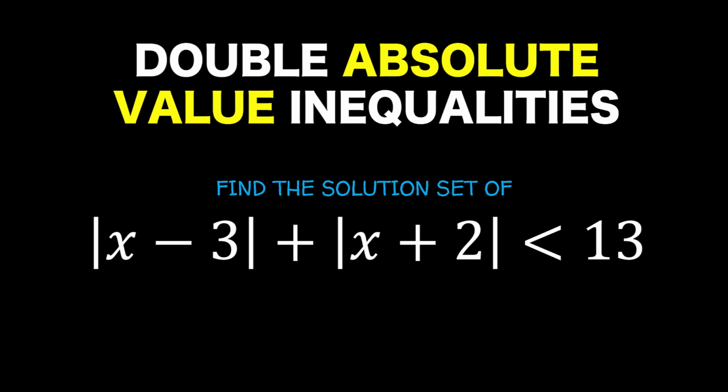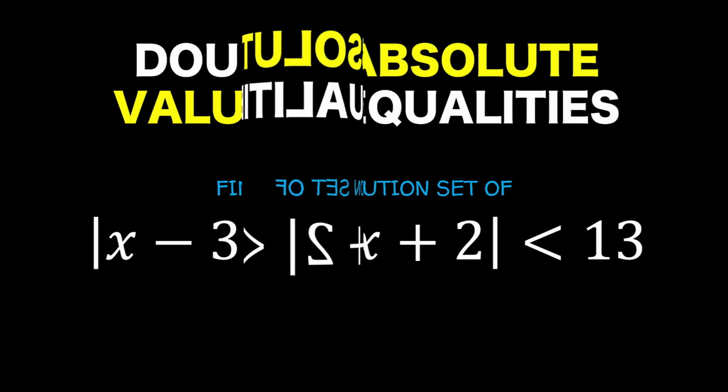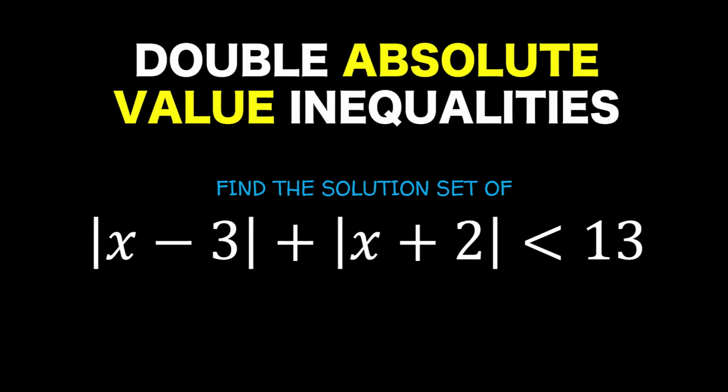Hey everyone, here's our math problem for today. This is about double absolute value inequality. Let's say we are given this inequality: the absolute value of x minus 3 plus the absolute value of x plus 2 is less than 13. Find the value of x.